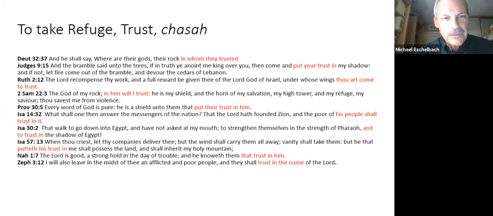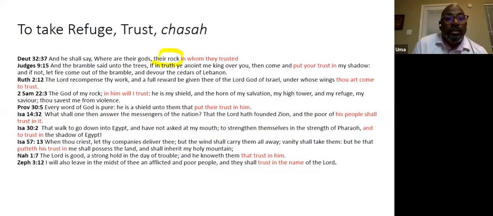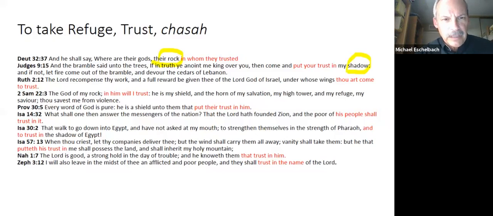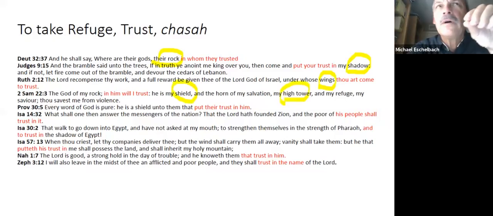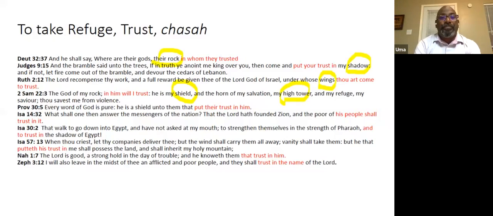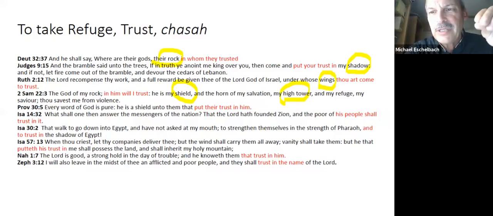Yes. So here's a rock. Here's a shadow. Here are wings, right? Here's a shield. See, all of these are like mother hen kind of protection, right? And so which sounds more clear? Refuge, that you would locate yourself in relation to a different object that God names, or that you would believe in that object that God names, which seems more obvious.